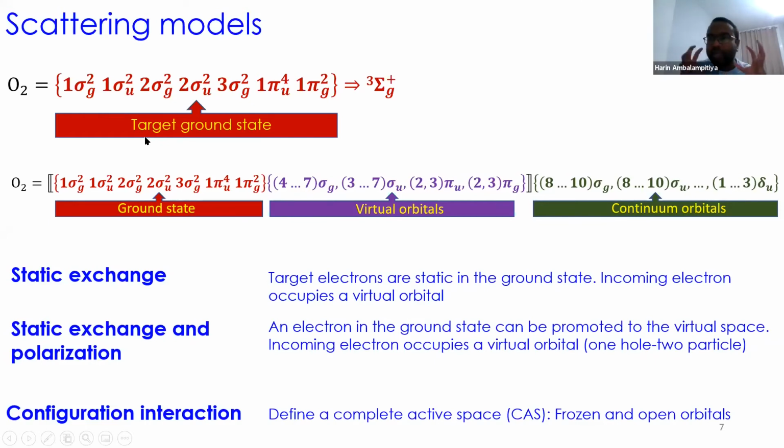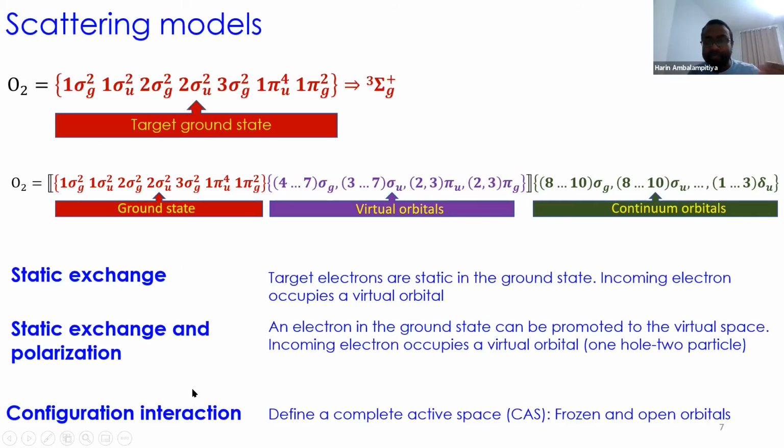So in our calculation, in addition to this ground state electron distribution, we introduce virtual orbitals and the continuum orbitals. Now, these are all electrons which belong to the molecule. So what happens when the incoming electrons interact with the molecule? When the incoming electron occupies a virtual orbital, that scattering model is called the static exchange. And if the incoming electron occupies a virtual orbital, and probably one of these electrons at the home orbital jumps into a virtual orbital, that's called the static exchange and polarization.